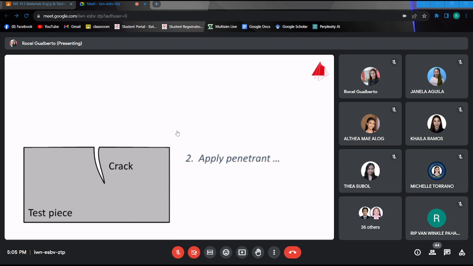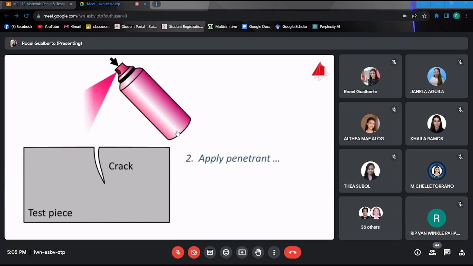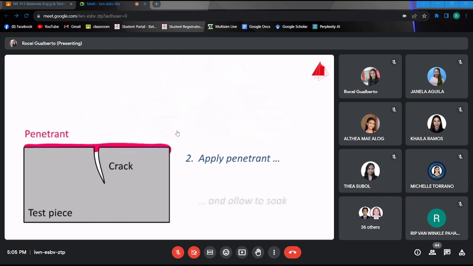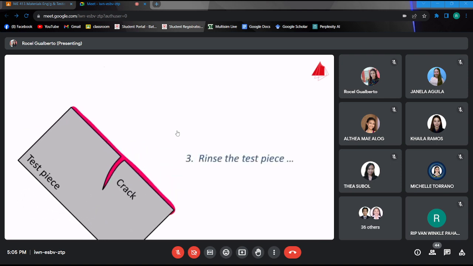In the second step, the penetrant is applied to the test piece, usually red-colored low-viscosity oil. Due to the penetrant's high surface wetting capability, it penetrates into the defects and cracks. After several minutes of dwell time, the third step is to rinse the part's surface cautiously with water. The water removes the penetrant completely from the surface, but leaves it in the crack.